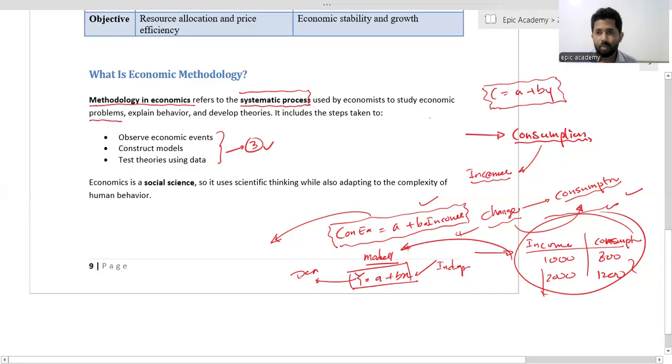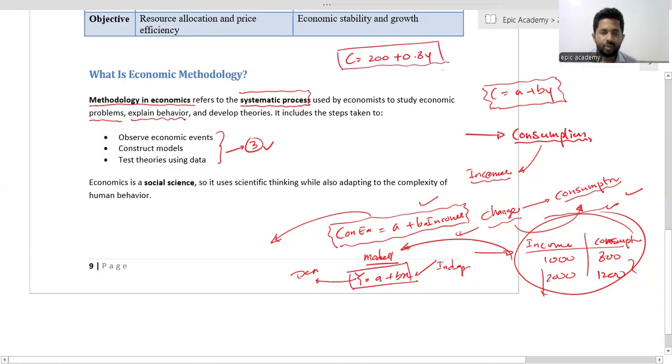Yes, you got the problem, but you don't have any idea about the exact relationship between income and consumption expenditure. Then you observe the data, create the model and test it. So then the problem will be solved. We'll understand the exact relationship between income and expenditure. That is what we are going to discuss here. And explain the behavior by using this as a model: just consider C equals 200 plus 0.8y.